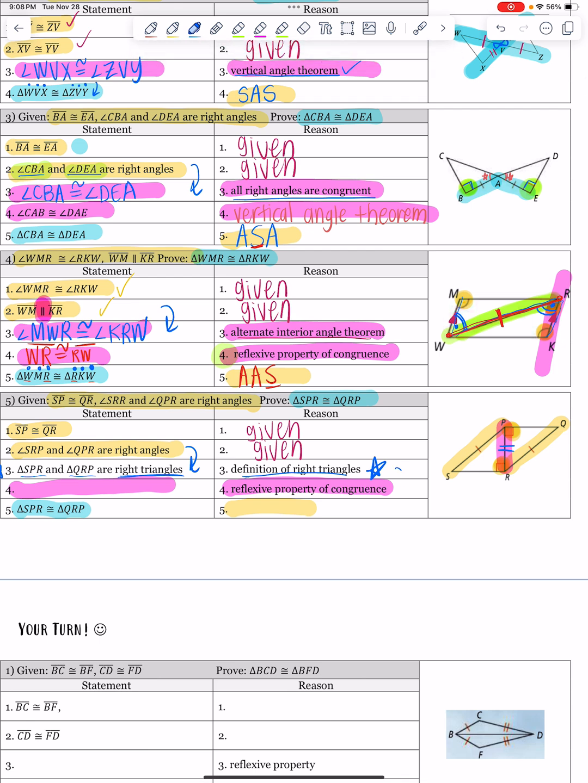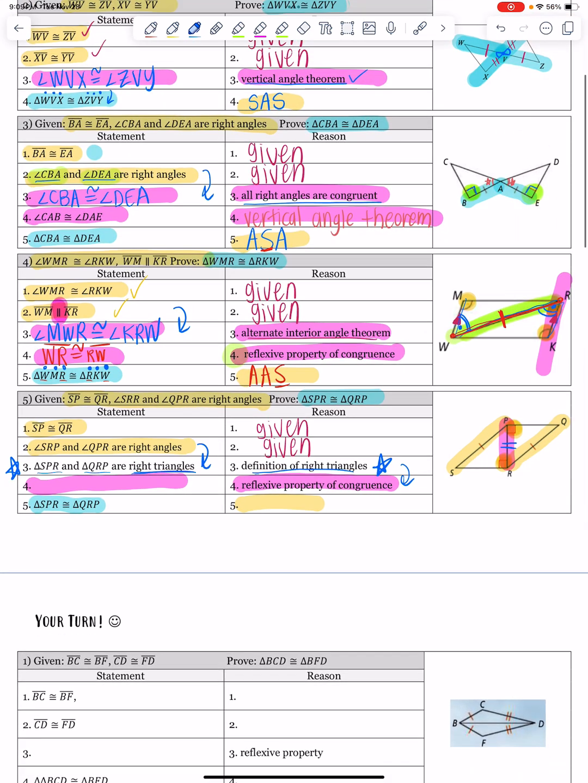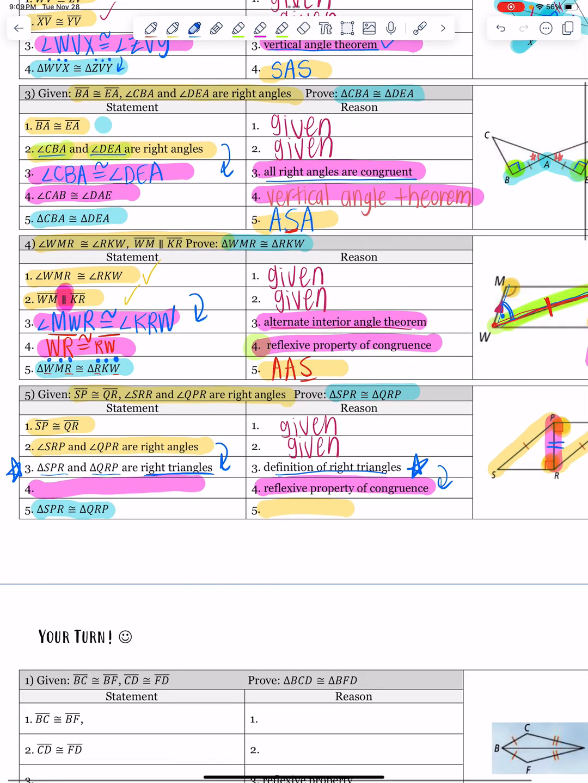You can kind of look. That's the easy part of this proof is that they have some of it filled in for you to get you used to these proofs. The reflexive property would say that PR, if I name it that way, PR, that is second and then third, is going to be congruent to RP, second and then third.